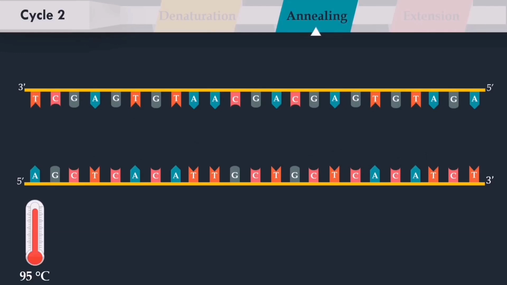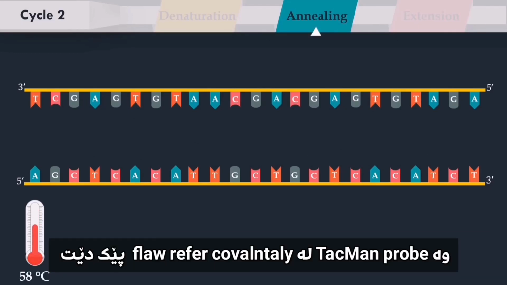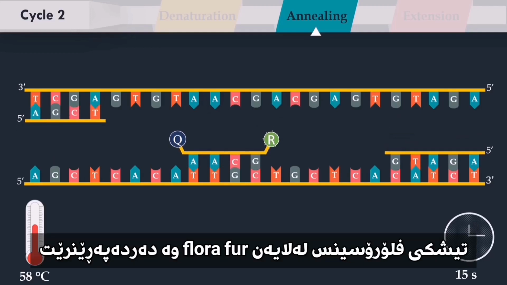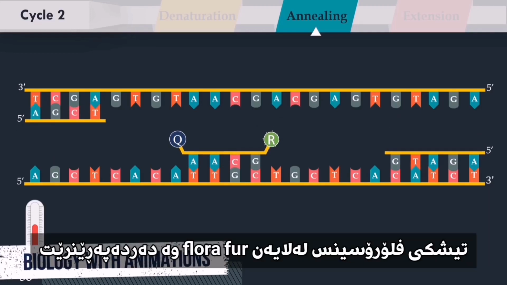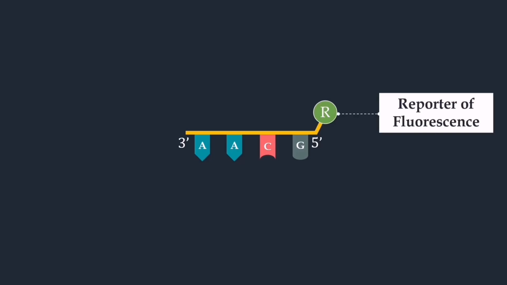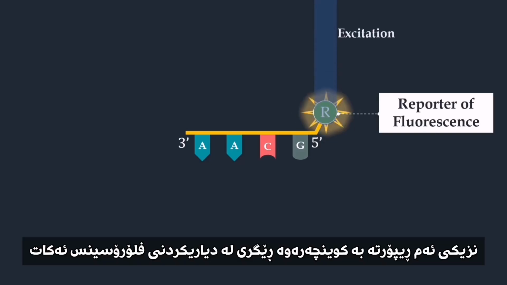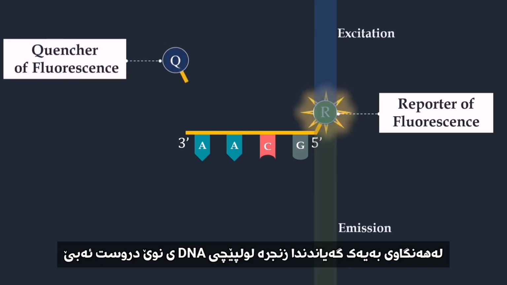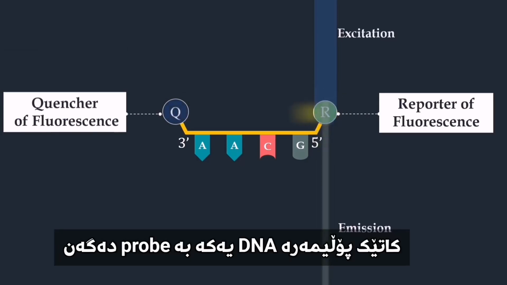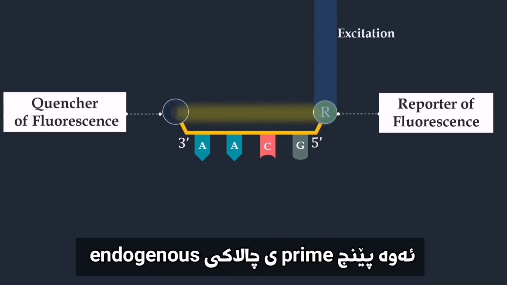In the next step, the reaction temperature is lowered, allowing annealing of the primers to each of the single-stranded DNA templates and annealing of the TaqMan probe to its complementary part of the target DNA. The TaqMan probe consists of a fluorophore covalently attached to the 5' end of the oligonucleotide probe. The fluorescence is emitted by the fluorophore when it is excited by the cycler's light source. Also, this probe has a quencher at the 3' end. The close proximity of the reporter to the quencher prevents detection of its fluorescence.